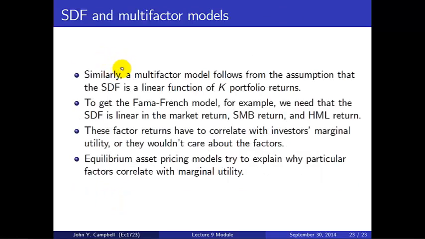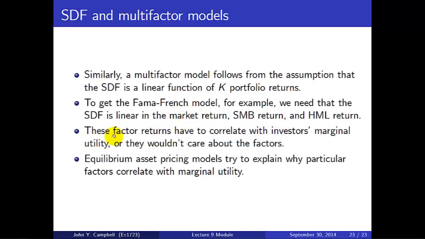Now finally, pulling it all together, a multi-factor model would follow from the assumption that the SDF is a linear function of K portfolio returns. So a well-known empirical multi-factor model that we're discussing in lecture is the Fama-French model. That model has the market return, the return on small stocks minus big stocks, or SMB, and the return on stocks with high market-to-book ratios minus low market-to-book ratios, or value minus growth returns. That's called HML.